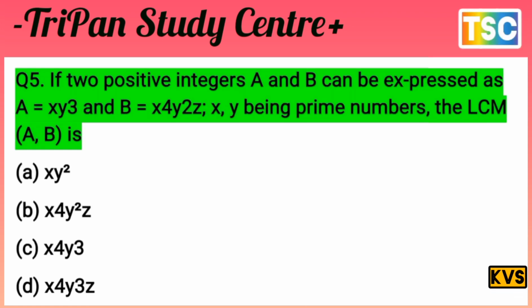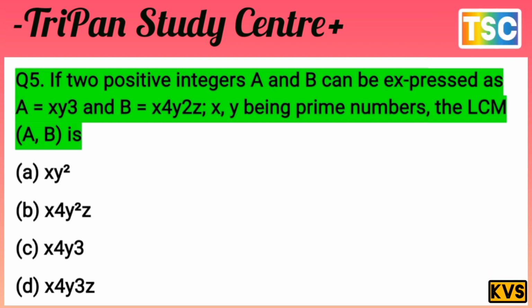The next question arrives here, that is important. If the two positive integers a and b can be expressed as a equals xy^3 and b equals x^4 y^2 z, where x and y are prime numbers, the LCM of a and b is. The question is clear. The options are A, xy^2; B, x^4 y^2 z; C, x^4 y^3; and D, x^4 y^3 z.